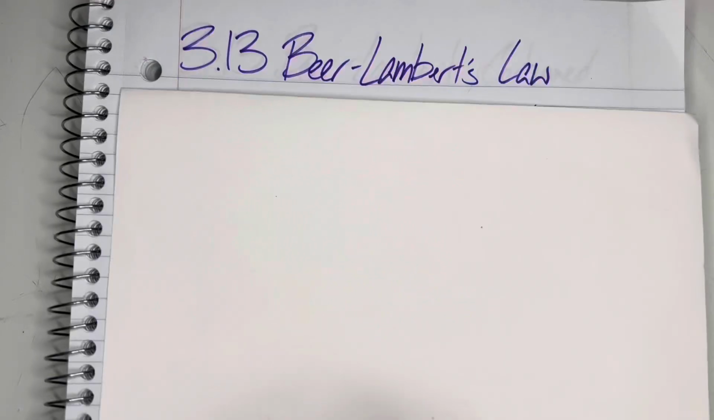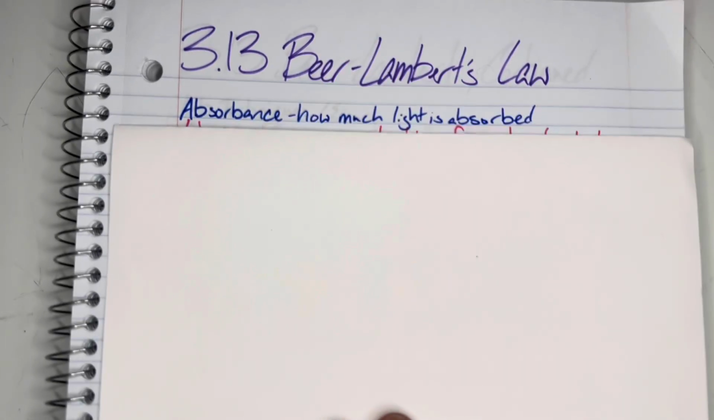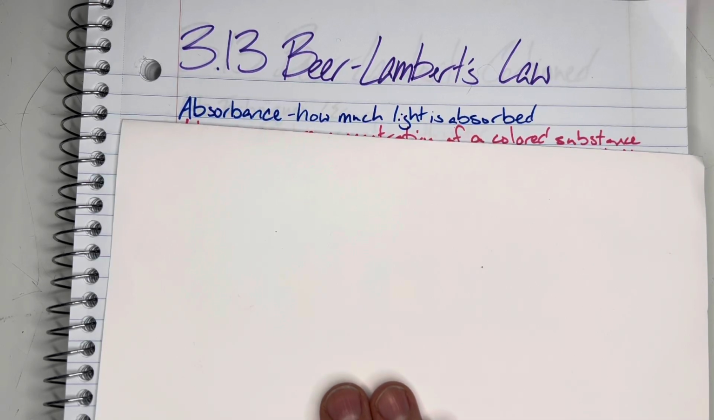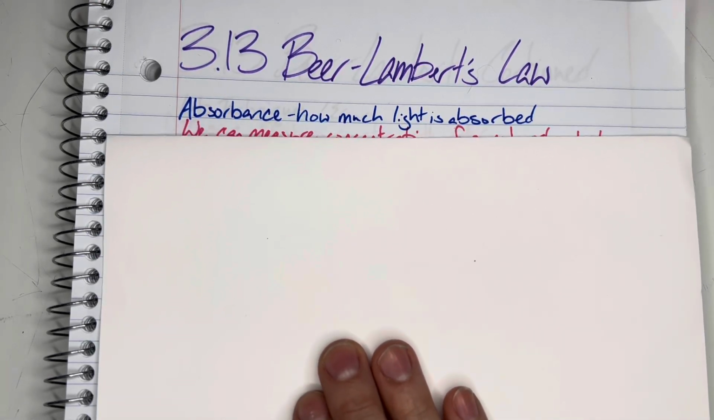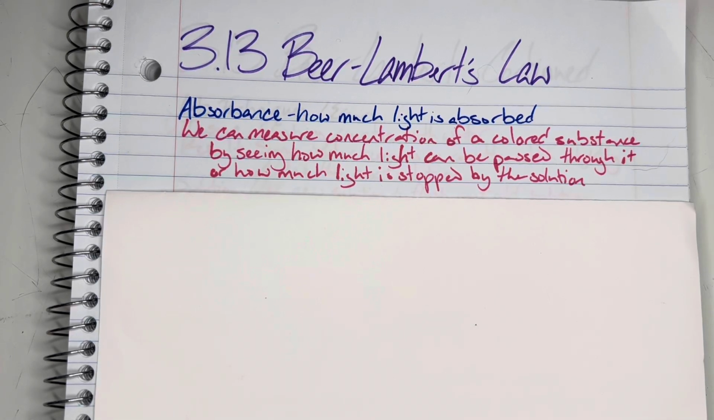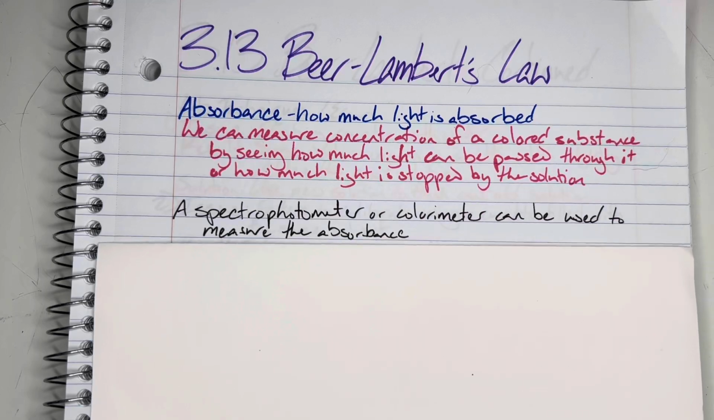AP Chemistry, Unit 3.13, the Beer-Lambert Law. Absorbance is how much light is going to be absorbed, and we can measure the concentration of a colored substance by seeing how much light can be passed through it, otherwise known as how much light is being stopped by the solution. So that relationship, how much light is actually making it through versus how much light is absorbed, is able to help us figure out what the concentration of that colored solution is.